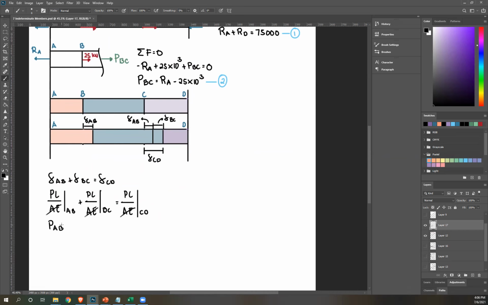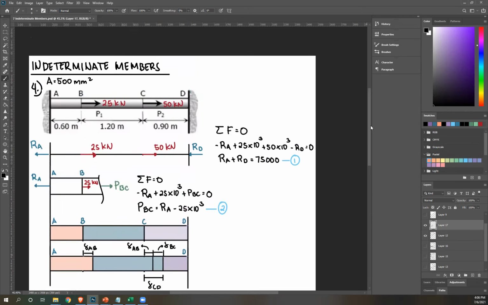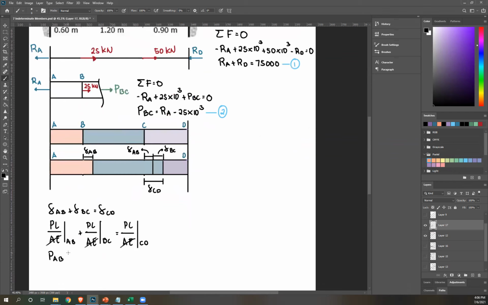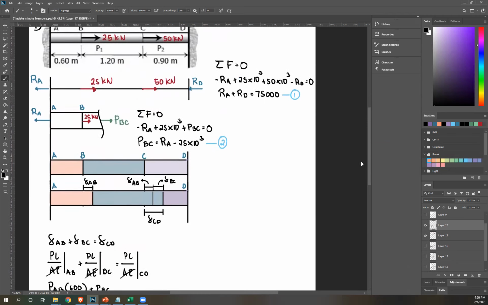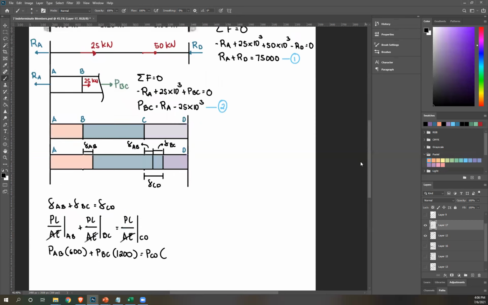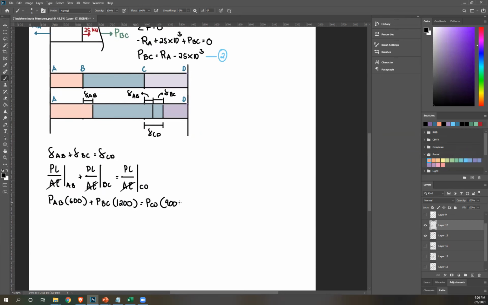So next, PAB, right? And length. Again, L is original length. So 0.60 meters or 600 millimeters. Okay, 600 plus PBC. Again, this is what we need. Then its original length is 1.2 meters, 1,200 millimeters. Then equals PCD, which is 0.9 meters or 900 millimeters. Now the problem here is there's a lot of unknowns, right?